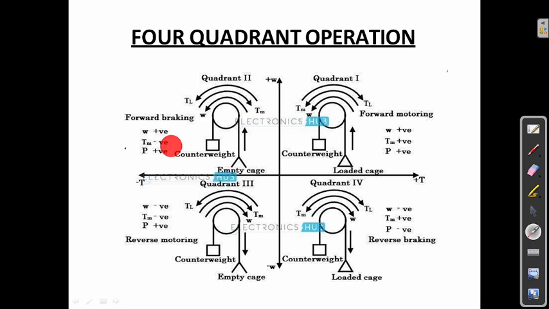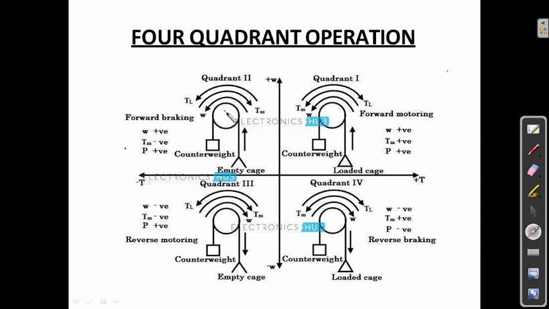whereas in this quadrant the speed is positive and the motor torque is negative. Here speed and motor torque are both negative. In this quadrant the speed is negative and the motor torque is positive, because the speed is on the y-axis and the torque is on the x-axis. According to that, we have the positive and negative signs over here. Then we will move up to quadrant 2.